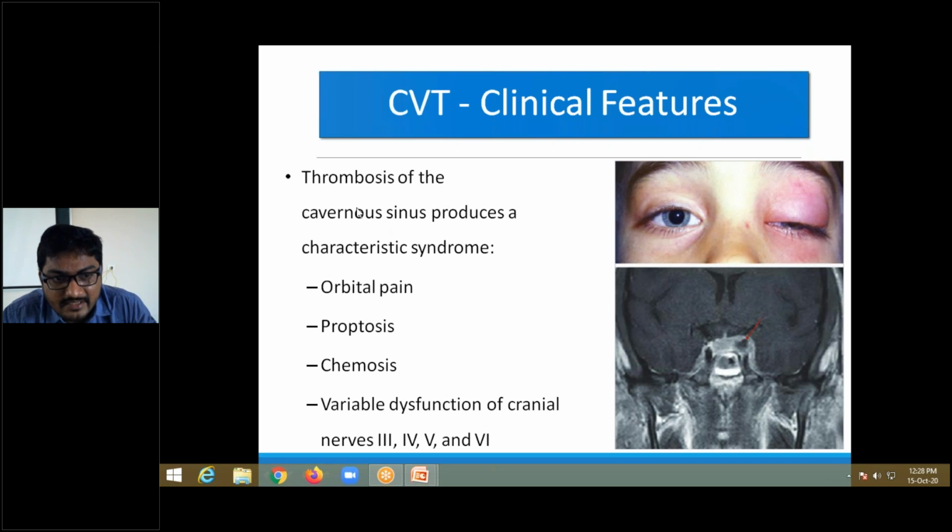Thrombosis of the cavernous sinus may produce a characteristic syndrome, that is orbital pain, proptosis, chemosis, and there is involvement of the nerves 3, 4, 5, and 6. Which division of the fifth cranial nerve is involved in cavernous sinus thrombosis?